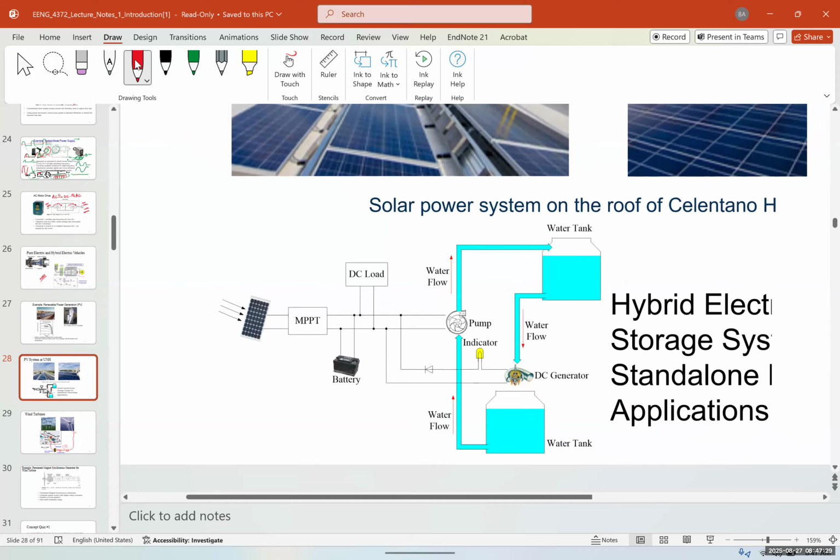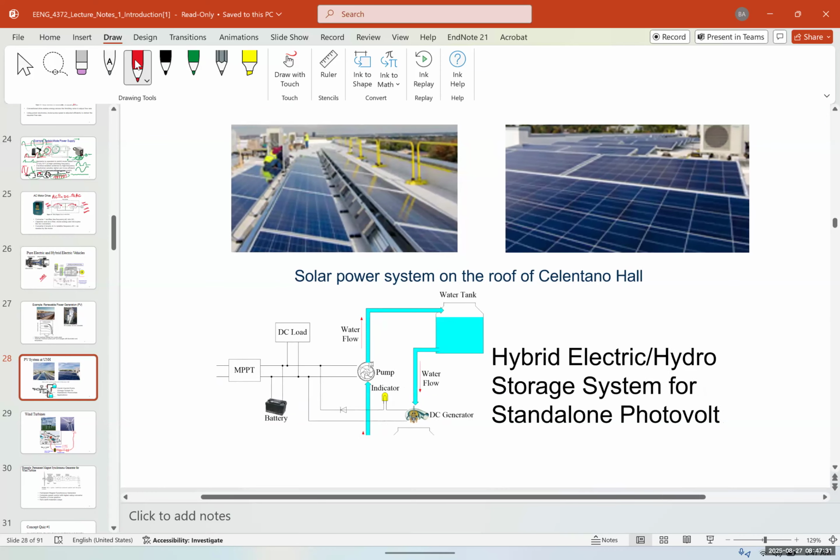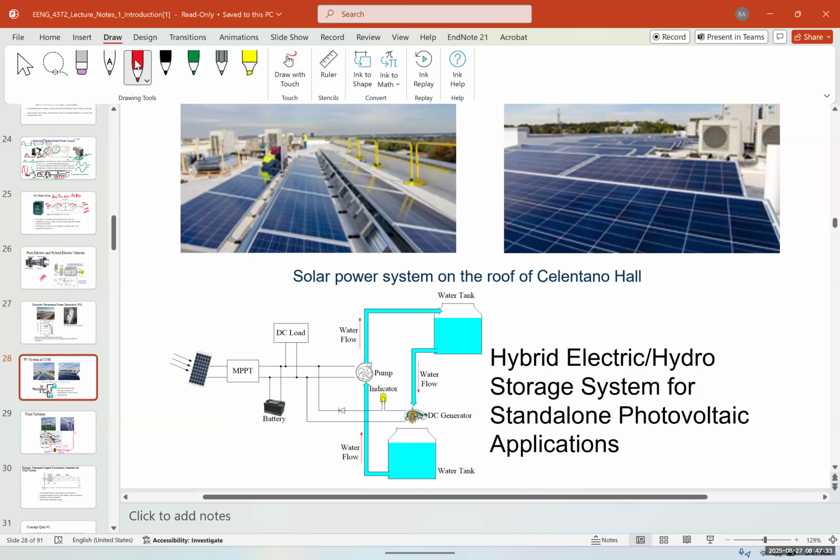And this is actually the main method they are using. Hydro storage is the main method of storing power in the US. I think it's like 80% of it we are using hydro storage. You can use a dam and pump the water back into the reservoir, something like that.